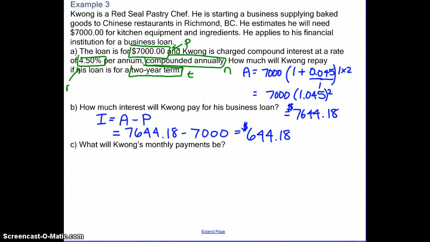What will his monthly payments be? We're just going to take his total and divide it by 12 because there are 12 months in 1 year. However, this has to be done twice because he's actually taking it out over 2 years. So we're going to divide by 24 and get $318.51 per month for 2 years.